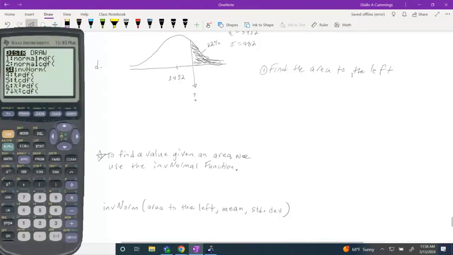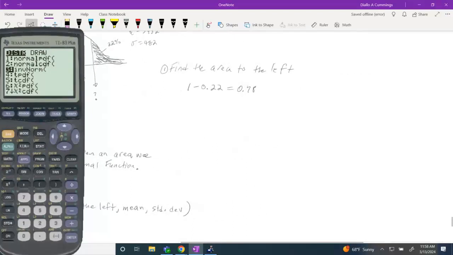So the first thing I'm going to do is find the area to the left. They give me the area to the right, which is 22%, which is 0.22 as a decimal. To find the area to the left, I'm going to subtract 1 minus 0.22, and that's going to give me 0.78. Because 0.78 would be the area to the left. If I'm not given the area to the left, I have to find it. I was given the area to the right, so we found the area to the left by subtracting from 1.